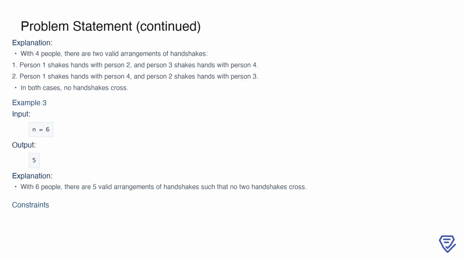Now, taking it a step further, when n equals 6, there are 6 people, and the number of valid handshake arrangements increases to 5. This is because as the number of people grows, the number of ways to arrange non-crossing handshakes grows in a combinatorial fashion.